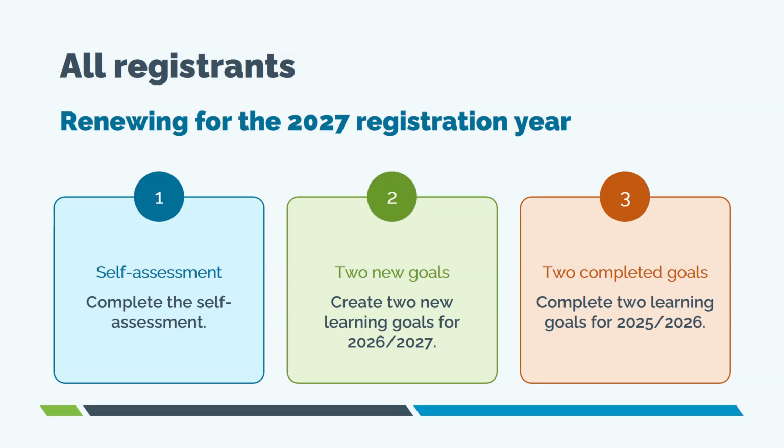This fall, when you renew for the 2027 registration year, everyone will complete the self-assessment, create 2 new learning goals for the 2026/2027 registration year, and have 2 completed learning goals from the 2025/2026 registration year. After this transition year, everyone will be using the same annual continuing competence process in the portal.